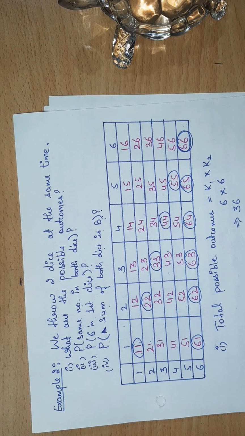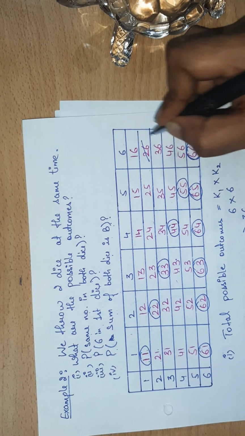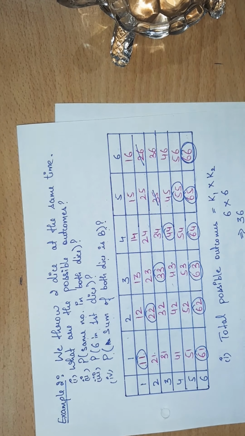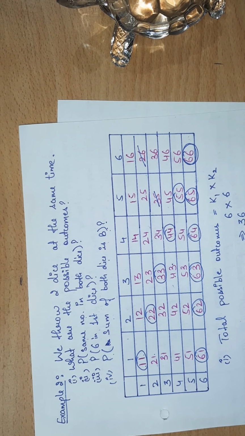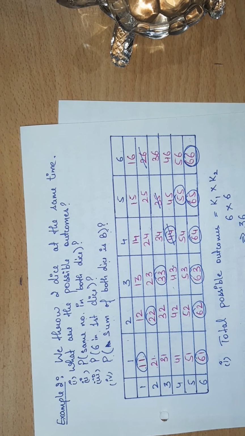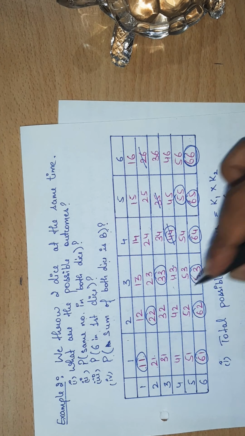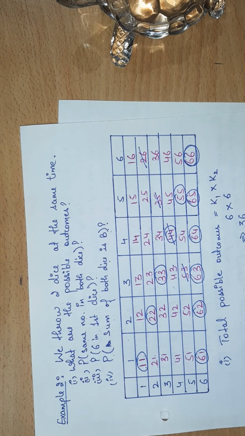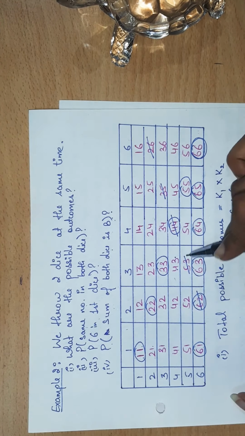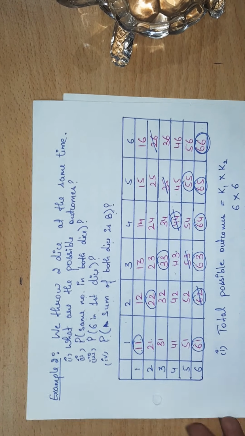We have 2 and 6, this is 8. 3 and 5, this is also the sum of 8. 4 and 4, 4 plus 4 is 8, then 5 plus 3 is 8, then 6 plus 2 is 8. So it is 1, 2, 3, 4, 5.